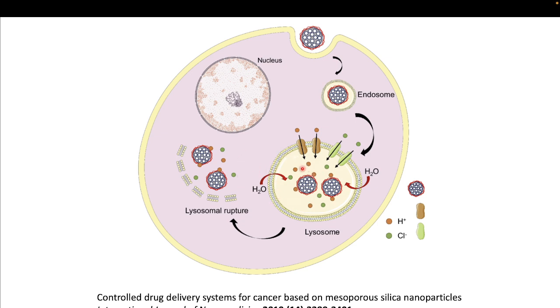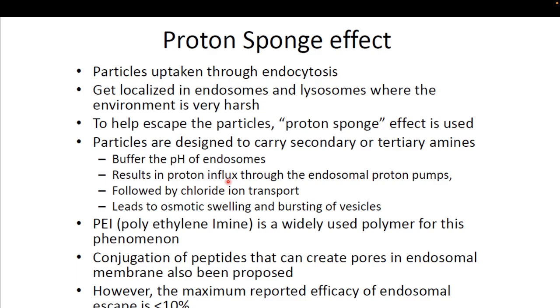So now there is a lot of water here, there are a lot of charges here, so all of this will create a tension and will exert a lot of pressure on the membrane of this lysosome, and in this process, because of all the tension and all the osmotic pressure, the lysosomes will burst, and all your particles, without being degraded, will be released in the cytoplasm, from where now your drug could be released. So this is the proton sponge effect.